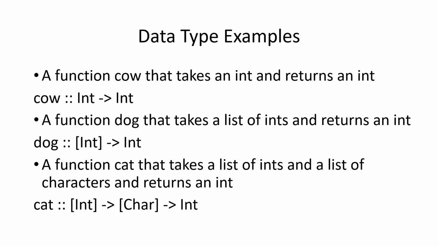Here are some examples. If you have a function cow that takes an integer and returns an Int, then it's just cow, colon colon, Int, arrow, Int. If the function takes a list of integers, then we'll put the parameter type inside square brackets, so it's square brackets Int, arrow, Int. And if the function takes 2 parameters, say a list of integers and a list of characters, and returns a single integer, then it would be square bracket Int, arrow, square bracket Char, arrow, Int.